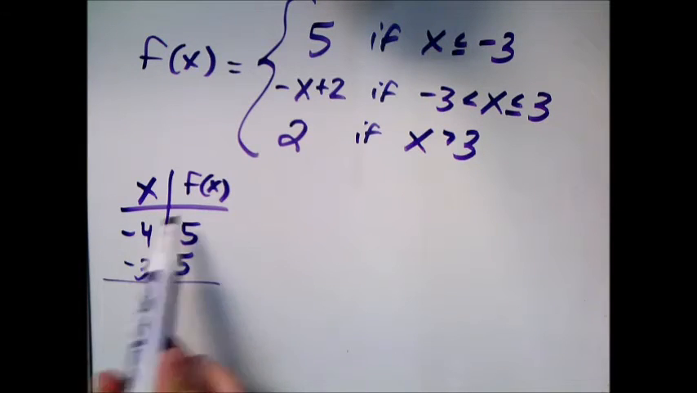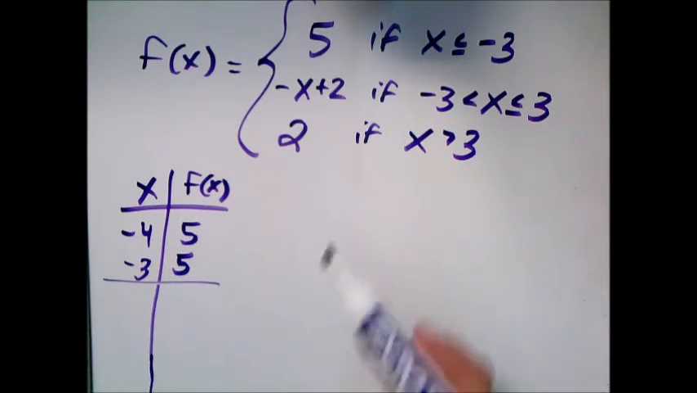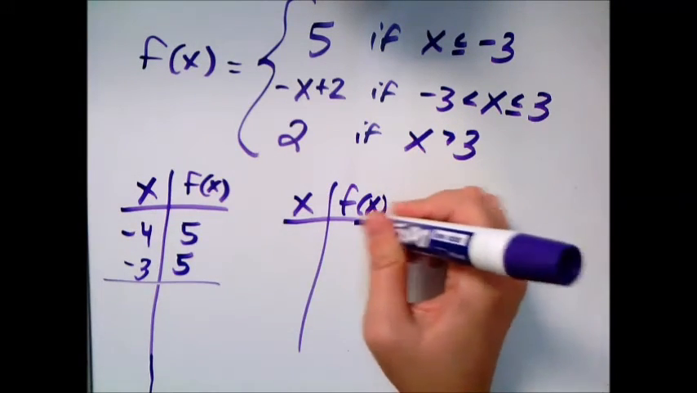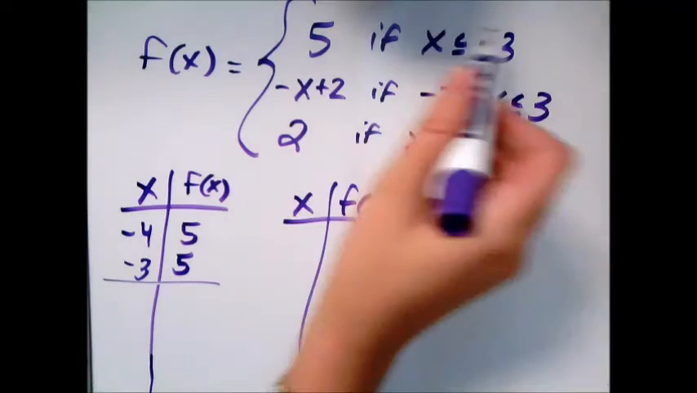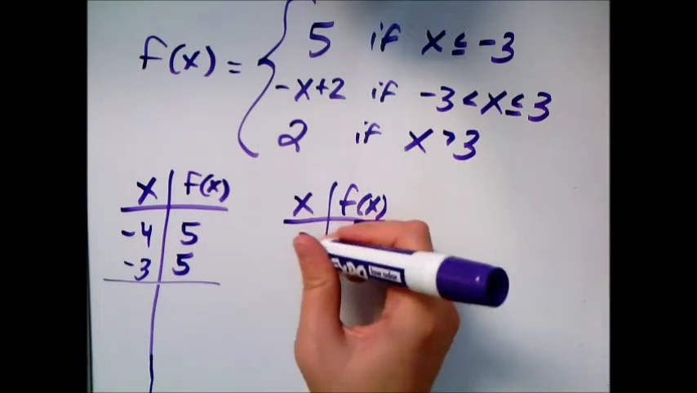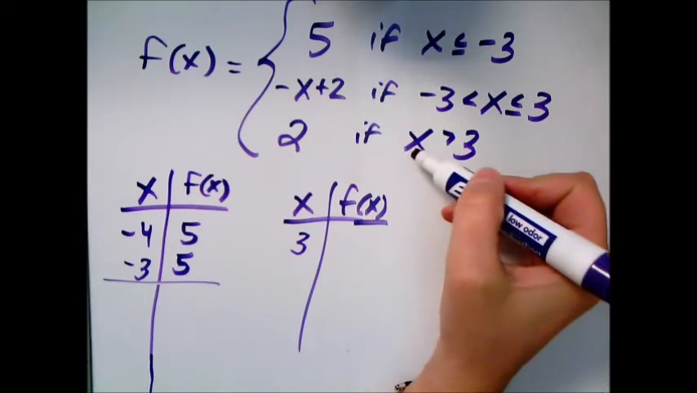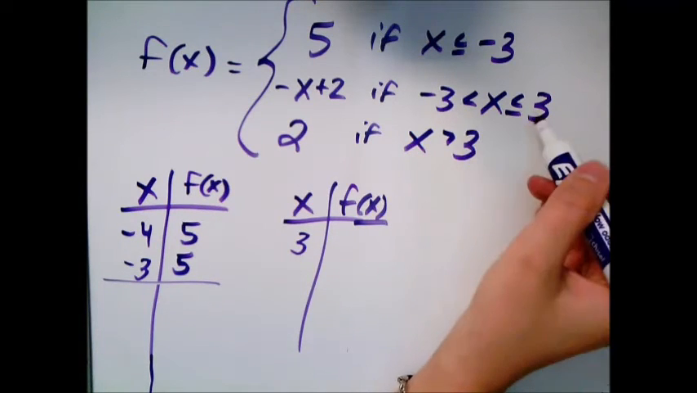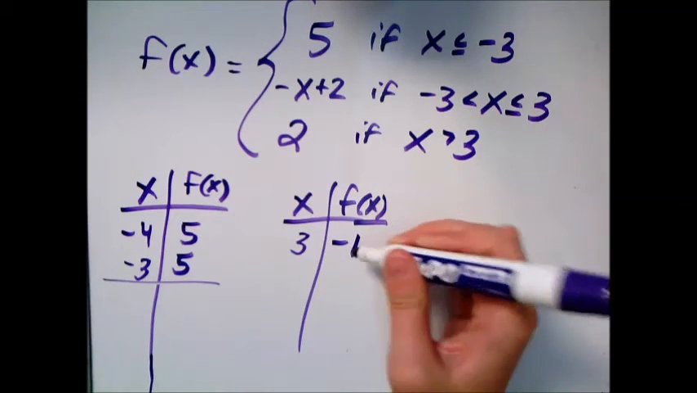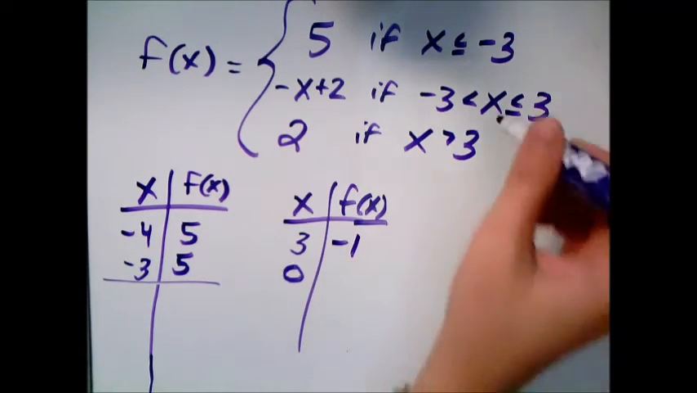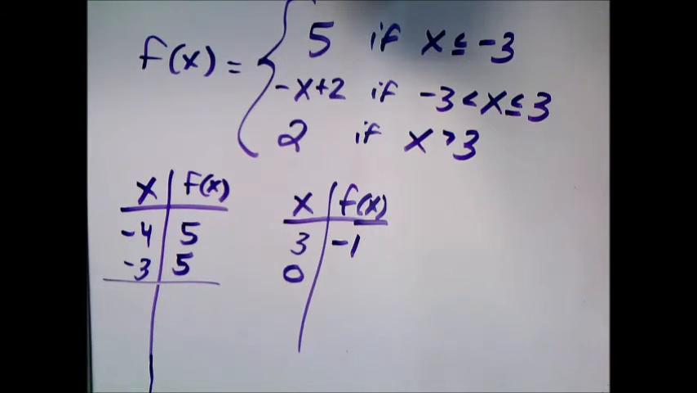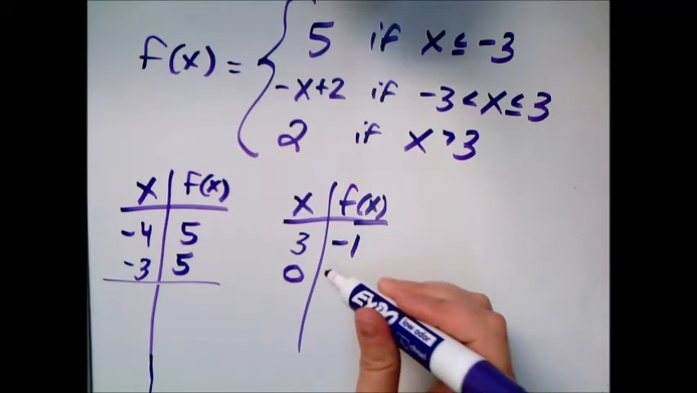These are ones that use the top rule. If it helps organize, you can even mark off what pieces they came from. So this is all part of this first piece. All right, if I put in, let's say, 3, that isn't included in the top one, because see how it's strictly greater than? So that puts me in the middle. And so I get negative 3 plus 2, which is negative 1. All right, what if I put in 0? That's in between negative 3 and 3. So I get 0 plus 2, so 2.